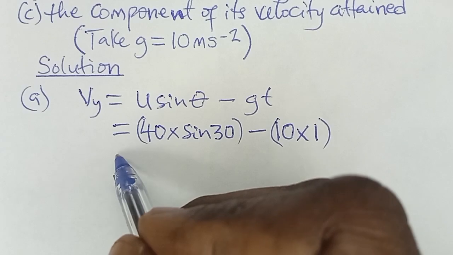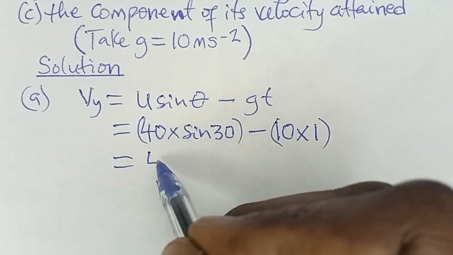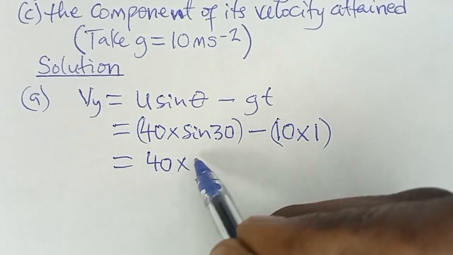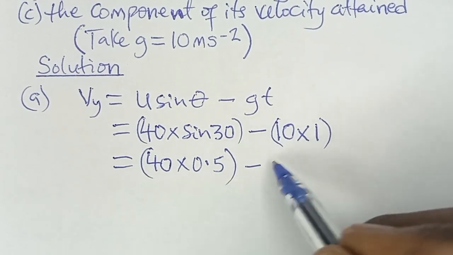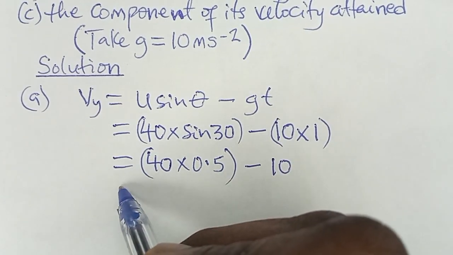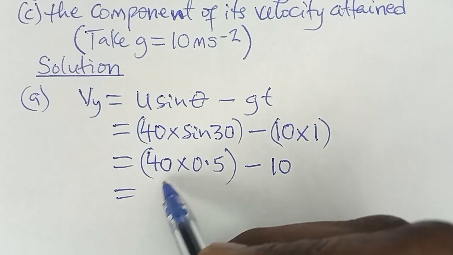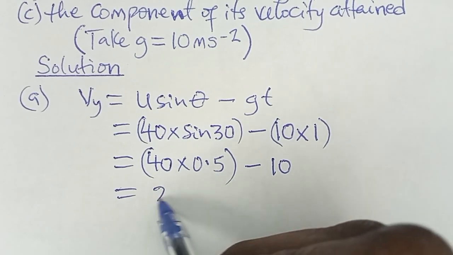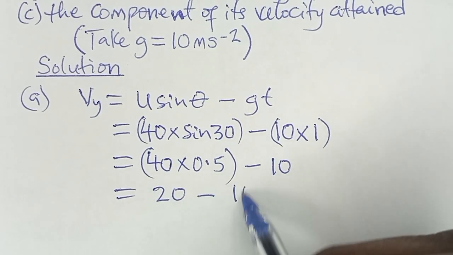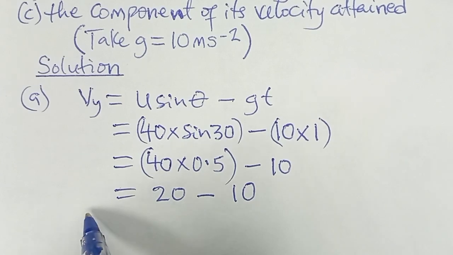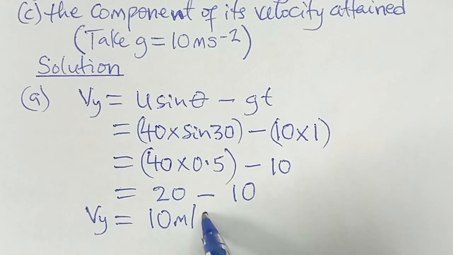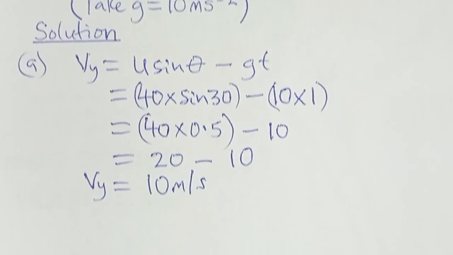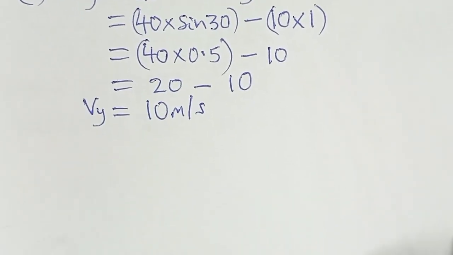So that Vy will be equal to 40 times sine 30, which is 0.5, and then minus 10 times 1, which is 10. So this will give me 20. 40 multiplied by 0.5 is 20, minus 10. And that will give me the vertical velocity as 10 meters per second. So this is the value for the vertical velocity.